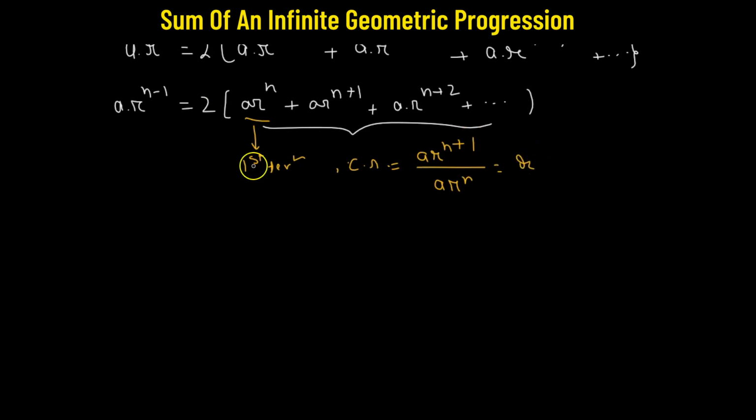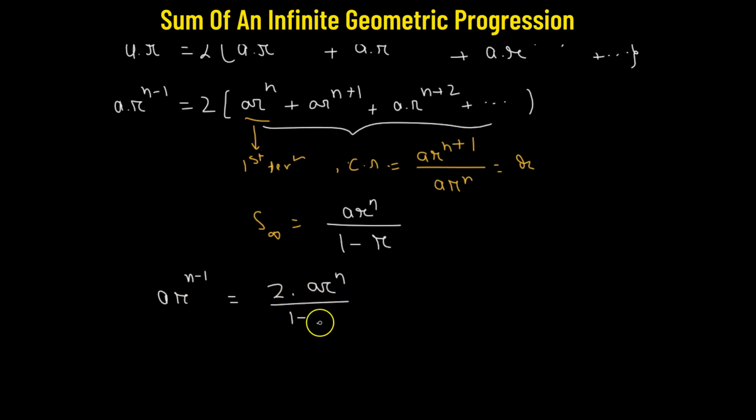Now the sum to infinity of this particular series is going to be the first term, which is a times r raised to the power of n, divided by 1 minus the common ratio r. So we can now get, on the left hand side we have a r raised to the power of n minus 1, and on the right hand side we have 2 times a r raised to the power of n divided by 1 minus r. So here a and a get cancelled, r raised to the power of n divided by r will be equal to 2 times r raised to the power of n divided by 1 minus r.